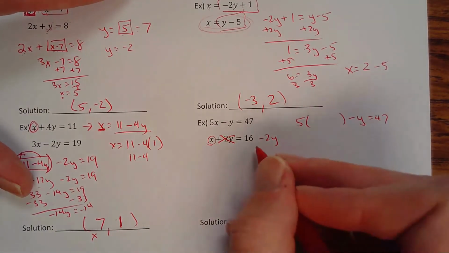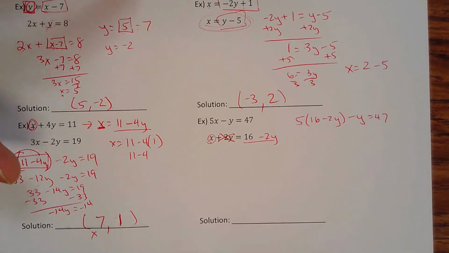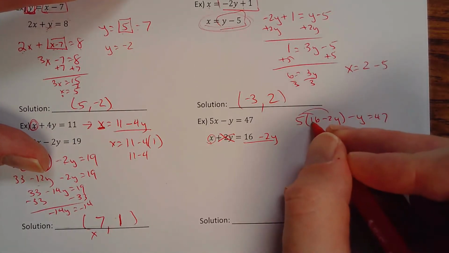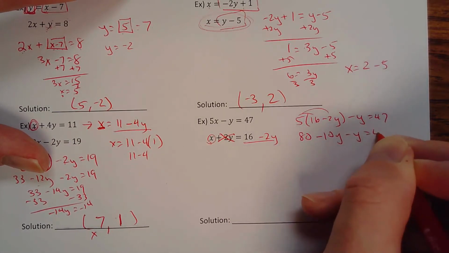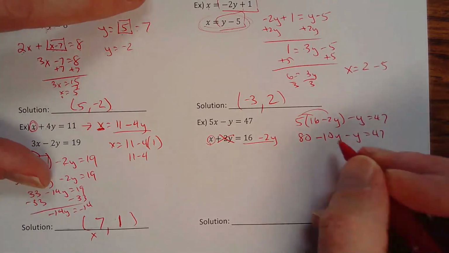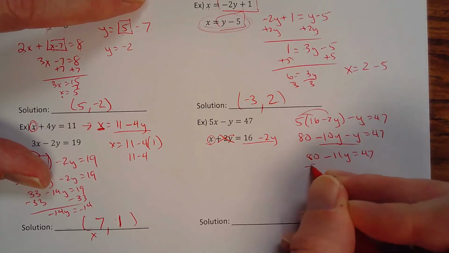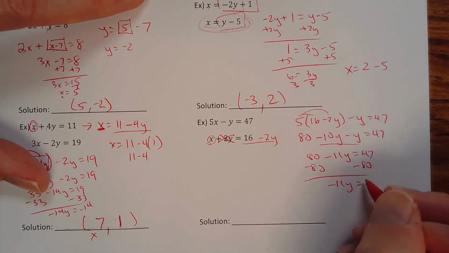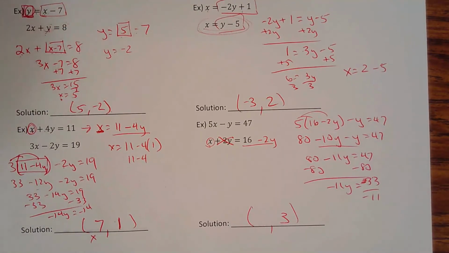Now, write down what x equals. X equals 16 minus 2y. Okay, so do some distributing here. Distribute. See, 80 minus 10y would equal, and then minus y equals 47. Combine your y's together. So it'd be minus 11y equals 47. Subtract 80, I got negative 11y. That'd be negative 33, so divided by negative 11. So y in this case is 3.